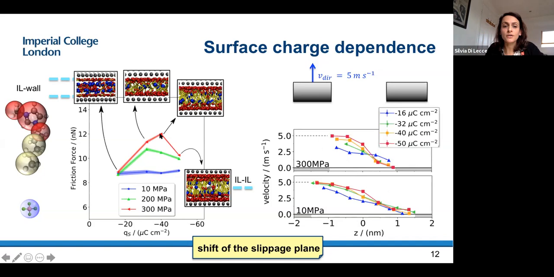And then as soon as we increase the surface charge, the cation is oriented, and the heads are basically stuck on the wall, moving at the same speed as the wall. And the shearing is happening between the different layers of the ionic liquid. So this maximum is actually connected to that change, that shift of the slippage plane from the interface between the ionic liquid and the wall to the different layers of the ionic liquid.